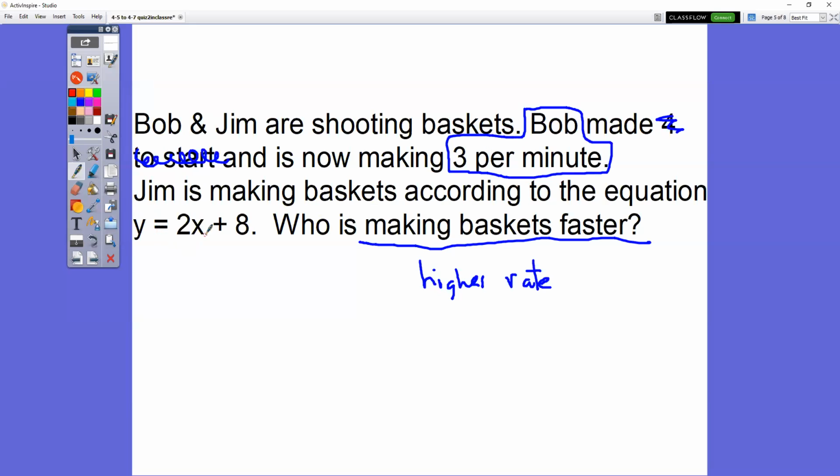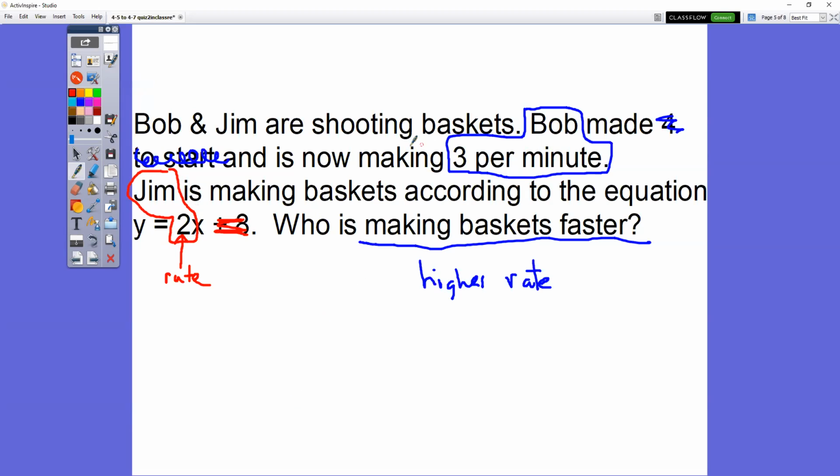Jim has this equation. Now you have to remember, this is very, very important. Your rate is the number that is in front of the x. This 8 is your initial value. That's what he started off with. Do I care how much he started off with? No, I could cross that right out. So Jim's rate is really 2.